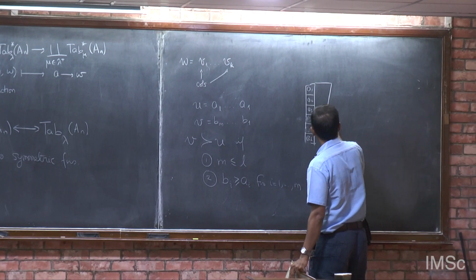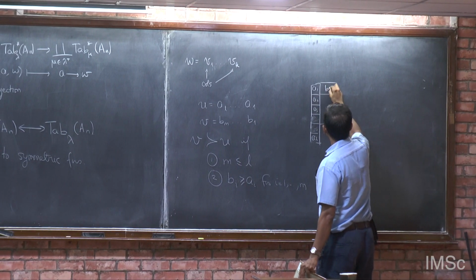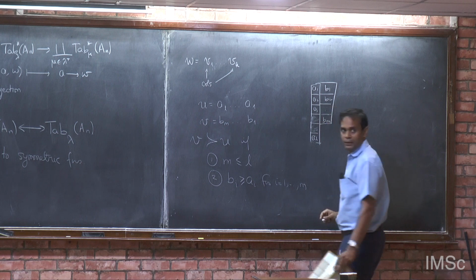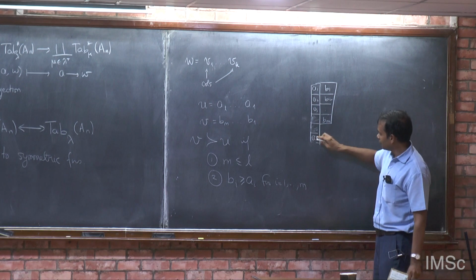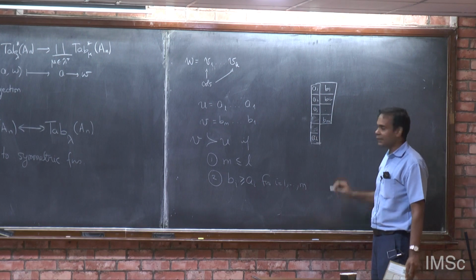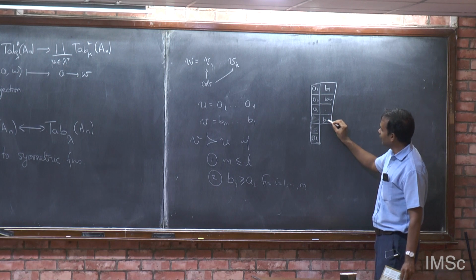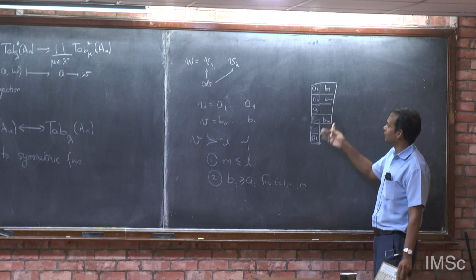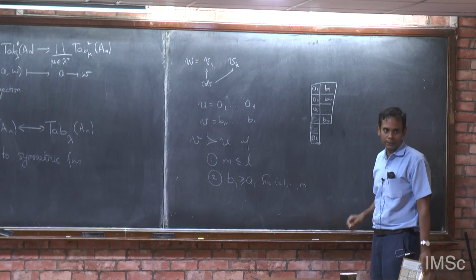and then you have your second column B1, B2 and so on up to Bm. You are saying that this column is not longer than this column, and you are saying that each entry of this column is greater than or equal to the corresponding entry of this column. So, it is like a comparison of two columns in a tableau.